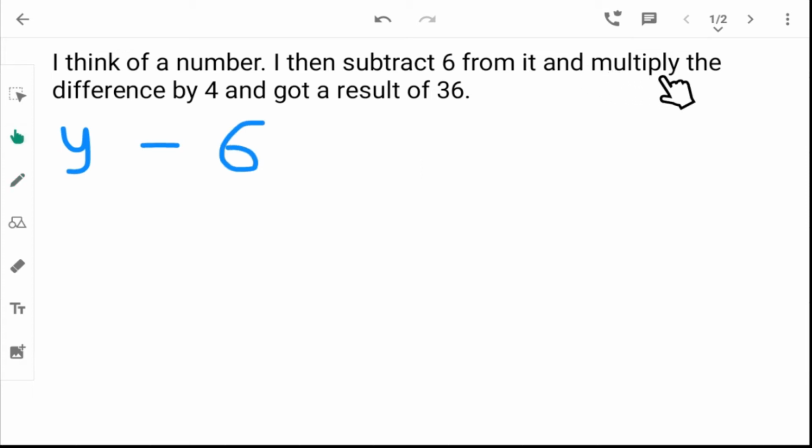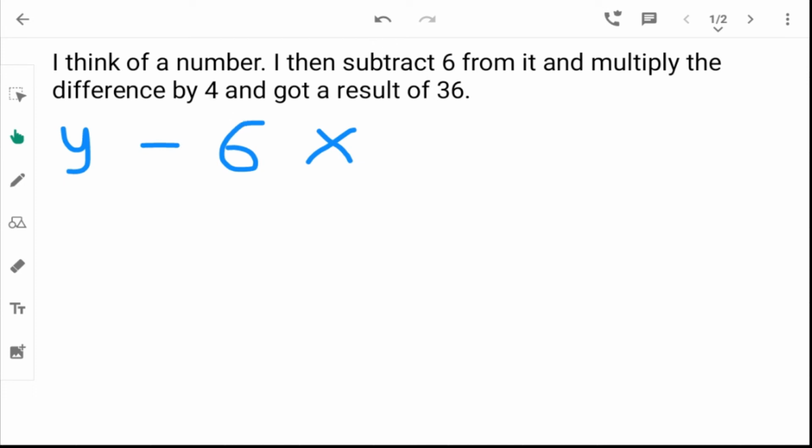The word multiply tells us we have another operation in this problem. So far, we have 2 operations. The word difference means the answer we get from subtracting. We already have our subtraction sign written down, but this part of the problem tells us that we need to do something special with the answer we get after we subtract. That's going to be important to remember.